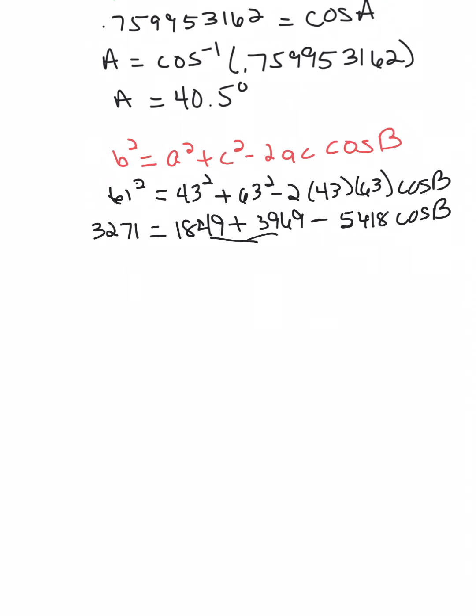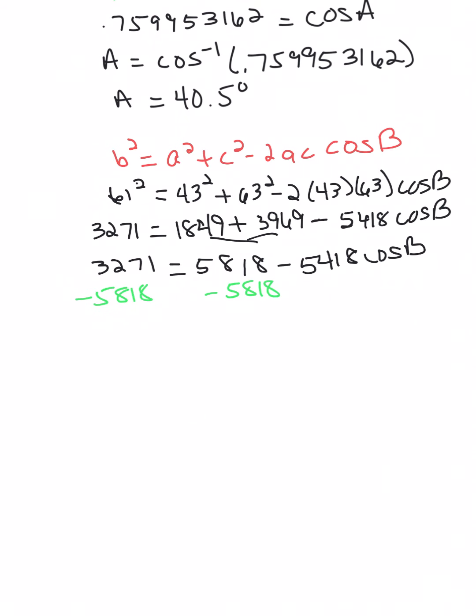Put our like terms together, we're going to have 3271 equals 5818 minus 5418 times the cosine of B. Subtract the 5818. So we get negative 2097 equals negative 5418 times the cosine of B.